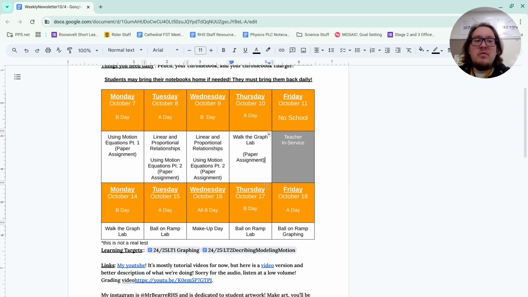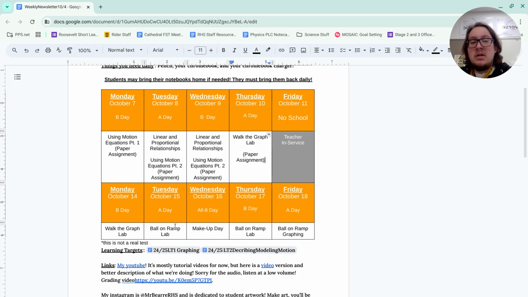And if you've followed these, you've noticed that my plans have changed a lot. So the Walk the Graph wasn't even included last time. That might actually take 2 days and go into this ball and ramp lab and then the graphing. So just be aware, again, if you've been watching these, you know my plans change. Teachers' plans change all the time.